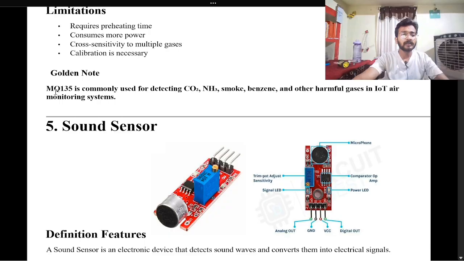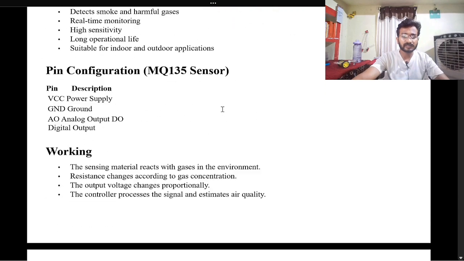Here we have golden node, which is MQ135. It is commonly used for detecting CO2, NH3, smoke, benzene, and other harmful gases in IoT and air monitoring systems. Suppose you have to make a project which can detect the harmful gases in the environment. So this is the best sensor you can use in the project.